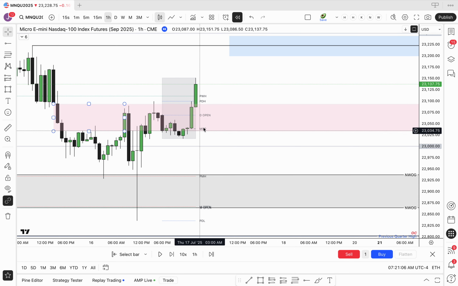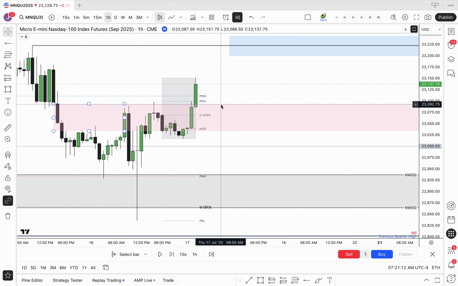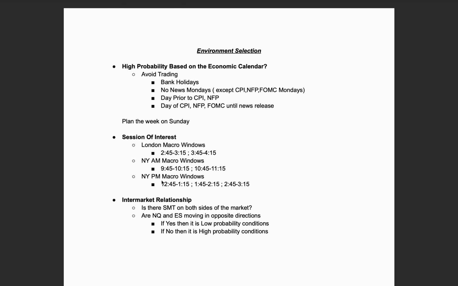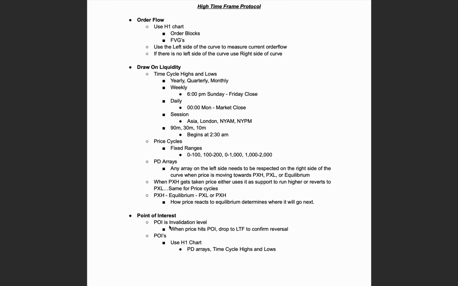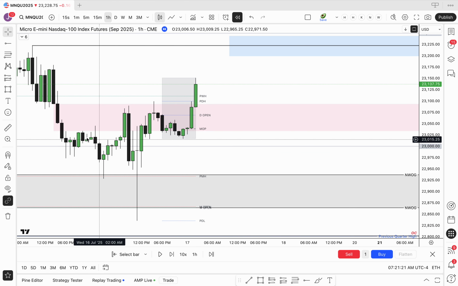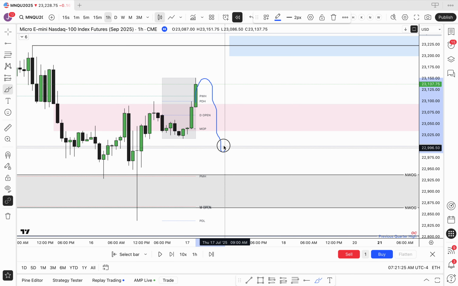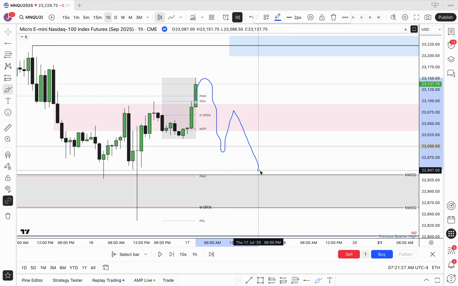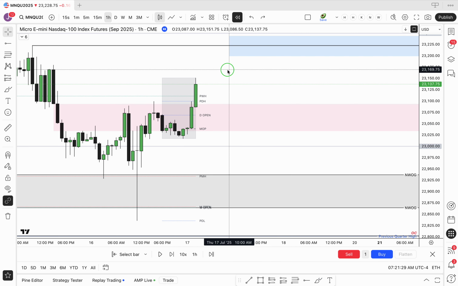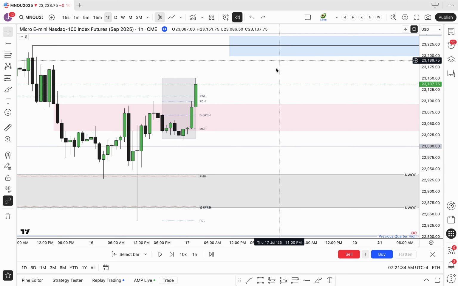So I'm not going to use a point of interest on the right side of the curve, I'm going to use it on the left side of the curve. And when price comes back down into that, I'm going to look for longs. So it's also the invalidation level. So if price was to roll over and close down below this and use it as resistance, that's the invalidation level. So then we would go from looking for a buy model to another sell model.